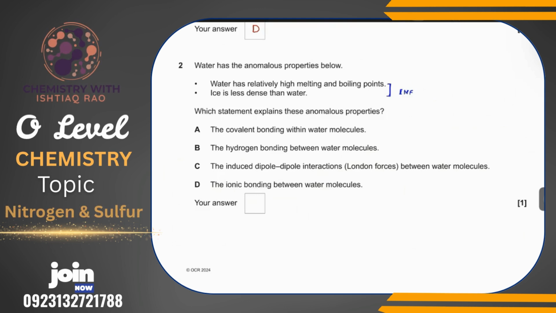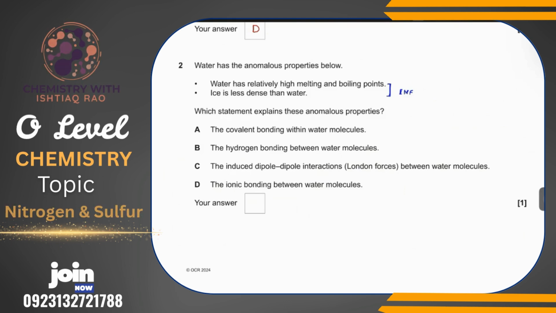Then we have to see B, the hydrogen bonding between the water molecules. Option C, the induced dipole-dipole attraction, London forces. If you remember, we have done the differentiation between London force and permanent dipole. When would we have London force and when would we have permanent dipole?